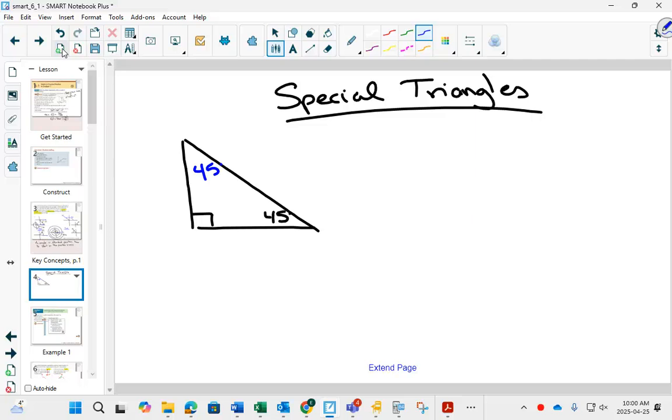This is a right triangle, but there's another special name for this triangle now. It's isosceles. Isosceles is when two angles are the same and what else? Two side lengths are the same. So now I know that if this is 45 degrees and this is 45 degrees and it makes an isosceles triangle, that this length here and this length here are the same.